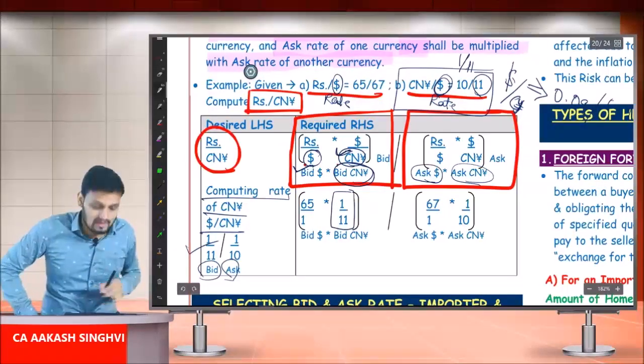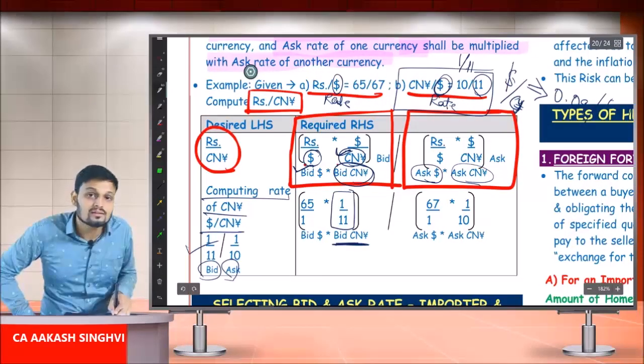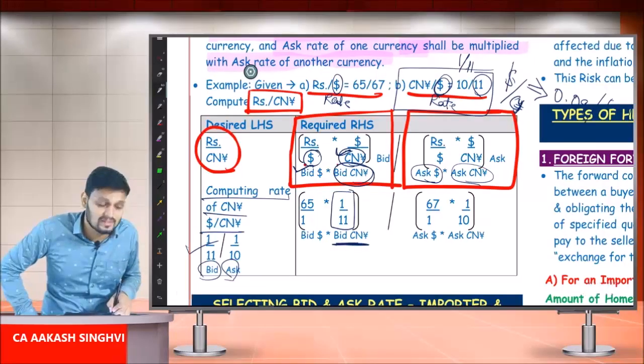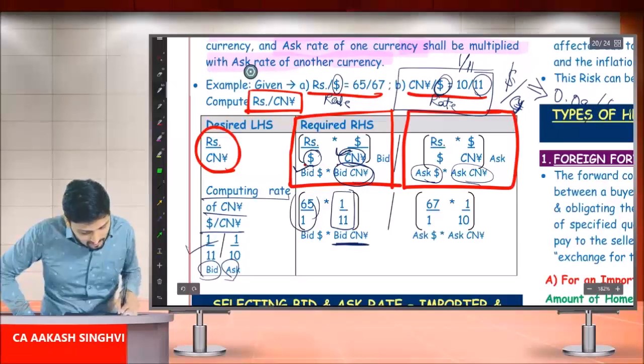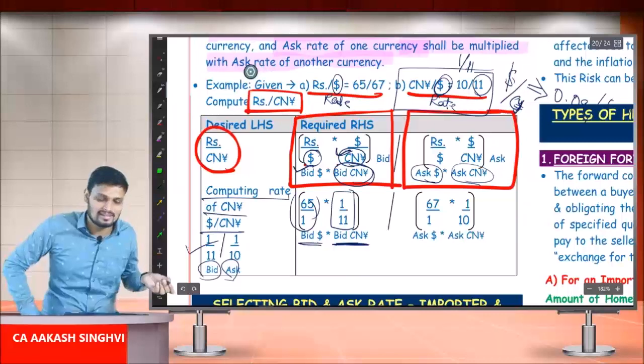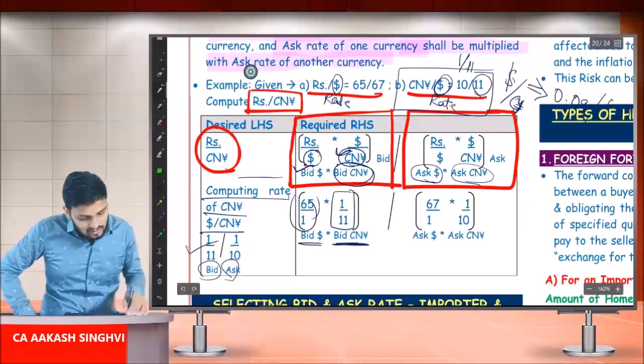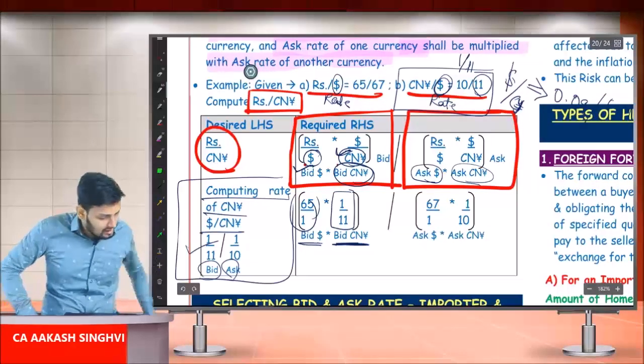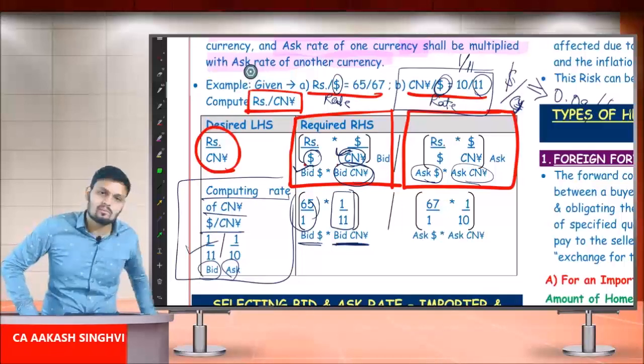So that is what I have done here. 1 divided by 11 is the bid rate of Chinese yen. It's not the bid rate of dollar, it's the bid rate of Chinese yen. And 65 divided by 1 is the bid rate of dollars, obviously. So this particular point, I hope you understood. Tell me if you were able to understand. I want replies as soon as possible from all of you.